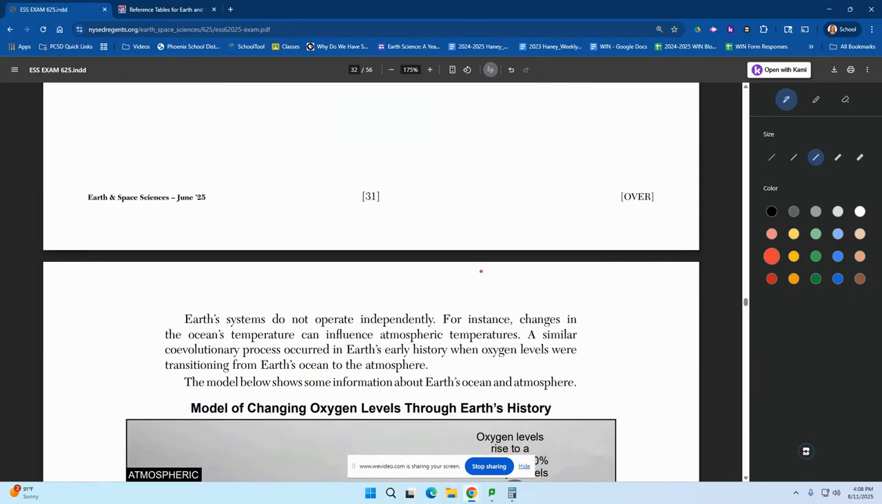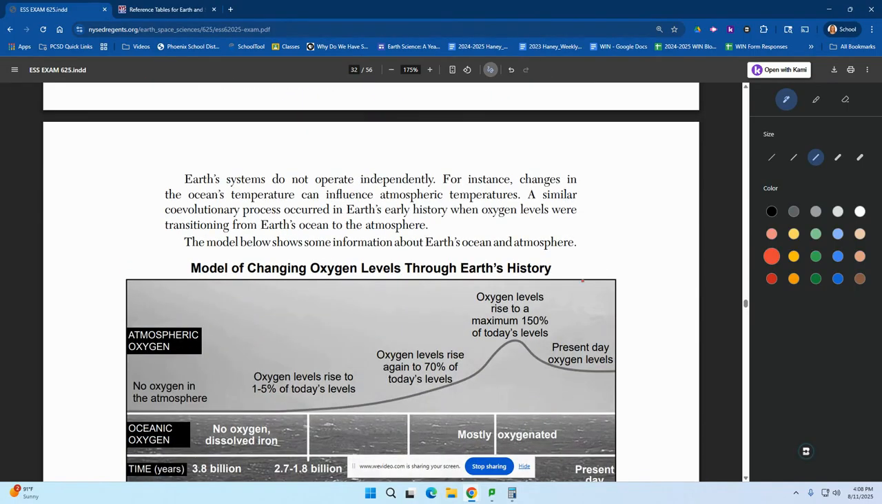Okay, we actually do have one more question. So it says, Earth systems do not operate independently. For instance, changes in the ocean's temperature can influence atmospheric temperatures. A similar coevolutionary process occurred in Earth's early history when oxygen levels were transitioning from Earth's ocean to the atmosphere.